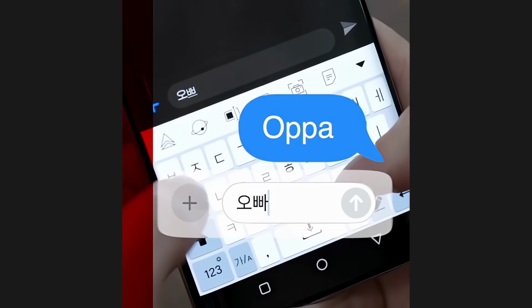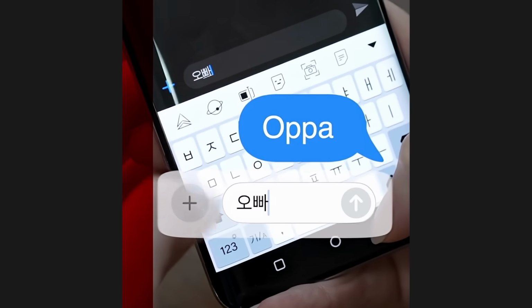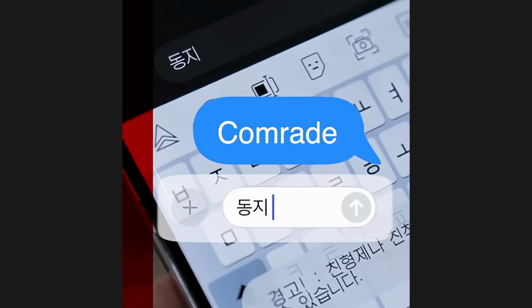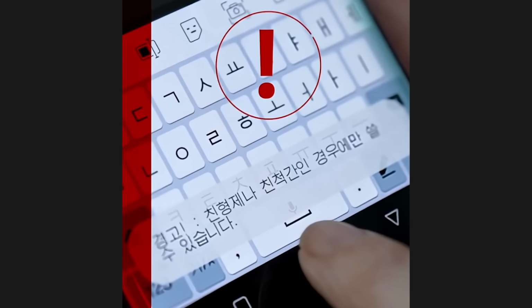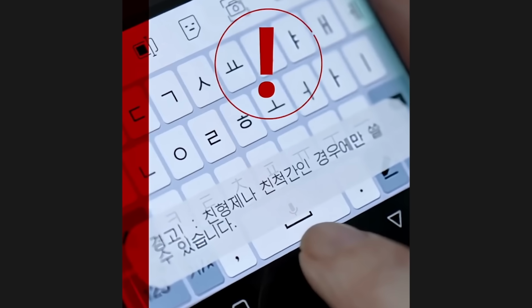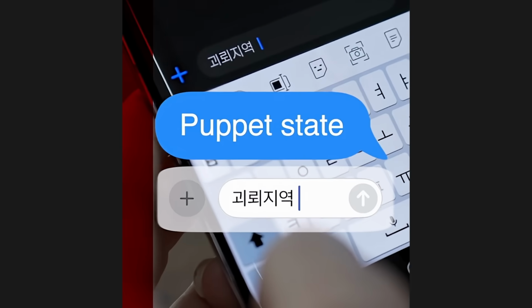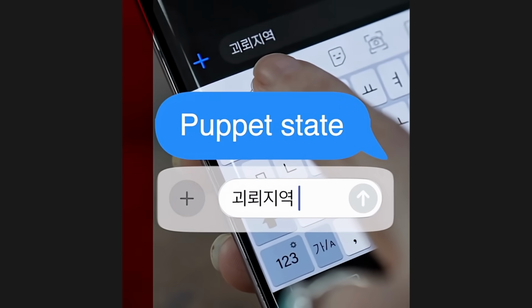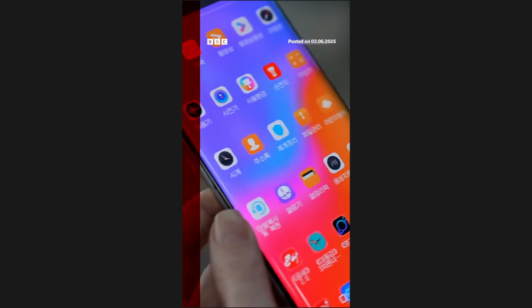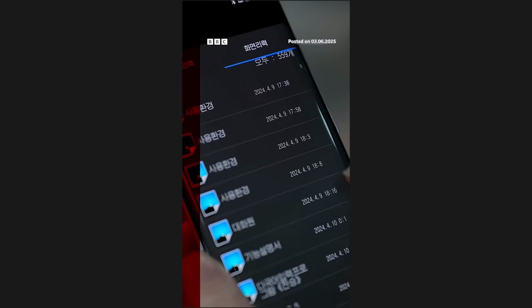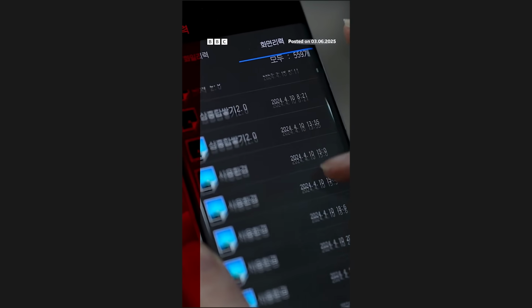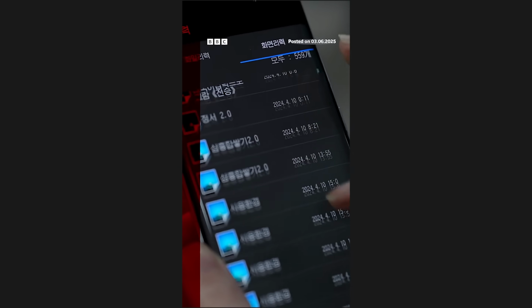Anyway, Kim Jong-un is keen to stamp out any and all South Korean linguistic imperialism, so when you type oppa, the phone changes it in real time to comrade, and you get a little warning that oppa should only be used to describe your siblings. For another example, if you type the word South Korea, it's changed in real time to puppet state. Elsewhere on the device, the BBC discovered that every 5 minutes the phone takes a screenshot and saves it to a folder which the user has no permissions to access. Only law enforcement can access these images.